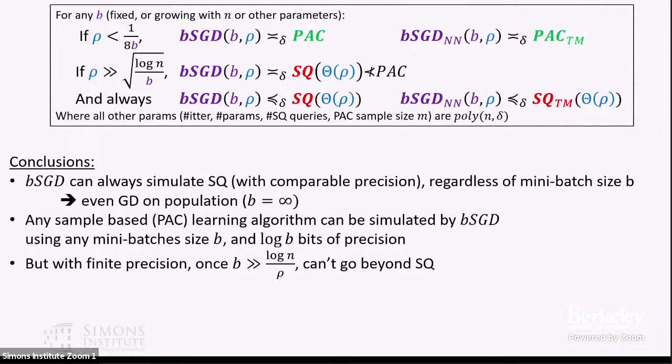This corrects a bit the picture we might have had before based on the Manuel and Collins result: the simulation does not strongly rest on the mini-batch size being 1. I can simulate SQ with any mini-batch size, and also PAC, but I need to be careful: my tolerance and number of bits need to be logarithmic in the mini-batch size. If, however, I have finite precision, then I get a separation: once my mini-batch size is too high, I stop being able to simulate PAC and can just simulate SQ.